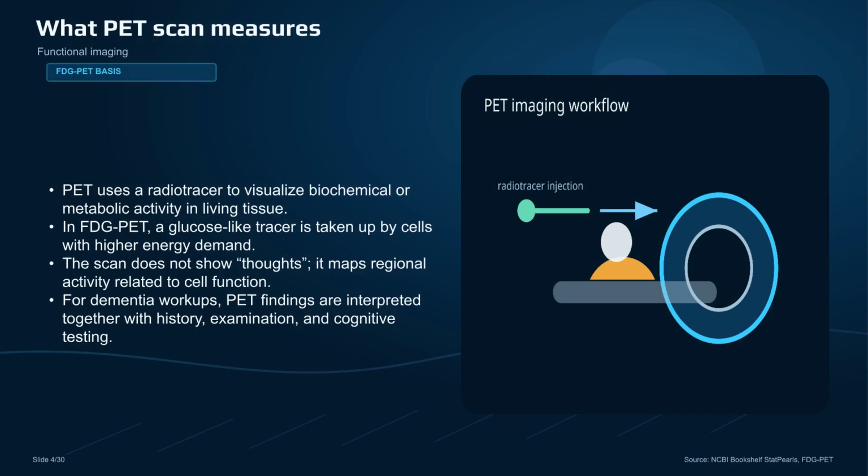PET scans utilize a radio tracer to visualize metabolic activity. In FDG PET, a glucose-like tracer highlights cells with high energy demands. The scans map regional cell function and should be interpreted alongside clinical context for diagnosis.